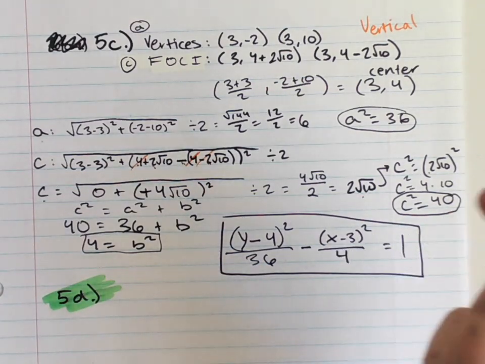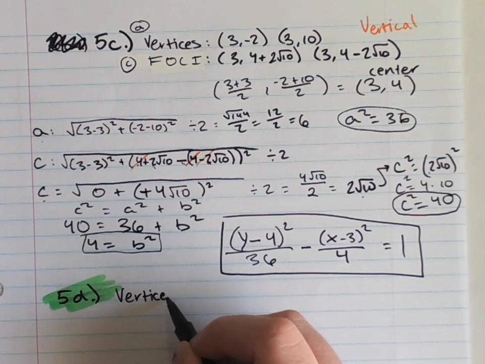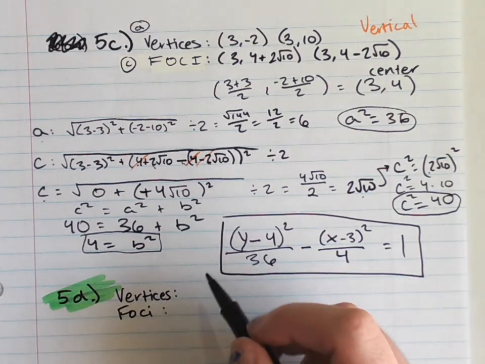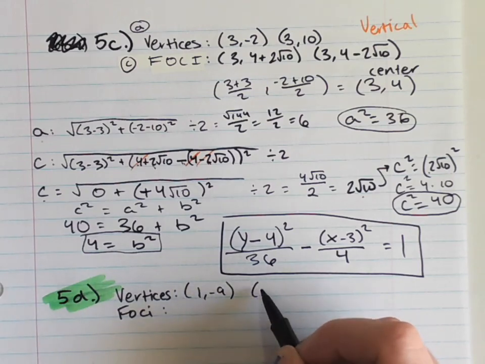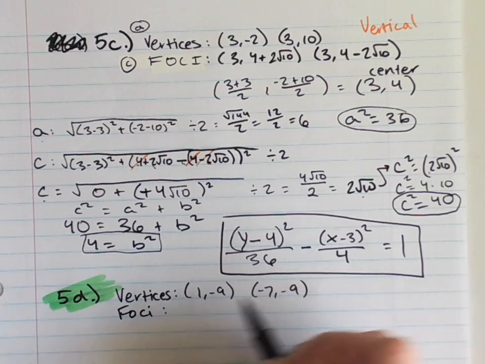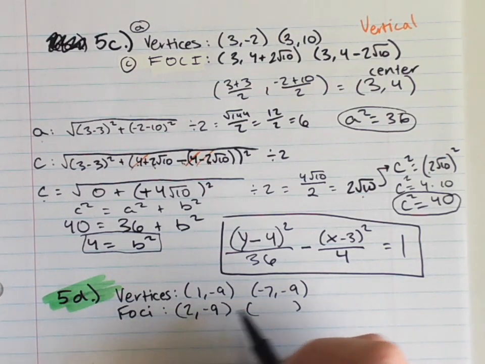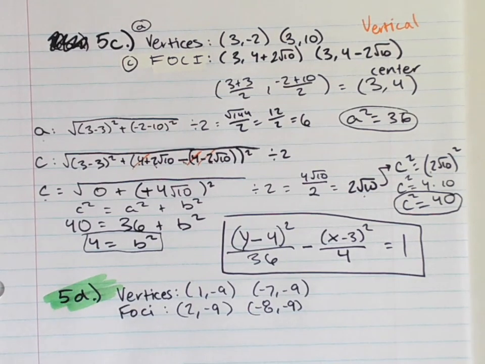Okay. This one is going to give us vertices and foci again. Vertices are 1, -9, and -7, -9. Foci are 2, -9, -8, -9. Cool.